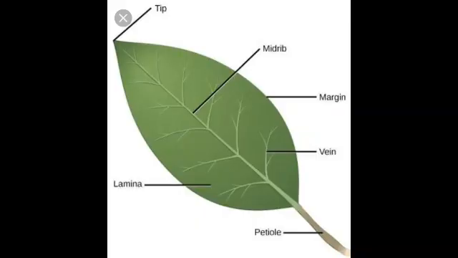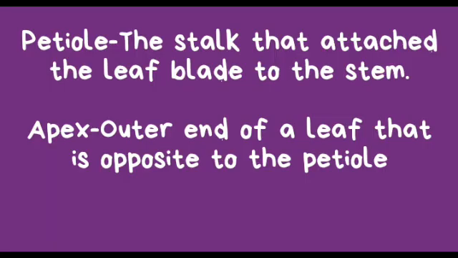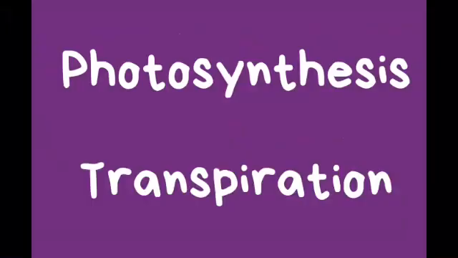Now look at the picture. This is the structure of leaf. The leaf has the following parts. They are petiole, apex, lamina and midrib. What is petiole? The stalk that attaches the leaf blade to the stem. Now apex, outer end of a leaf that is opposite the petiole.